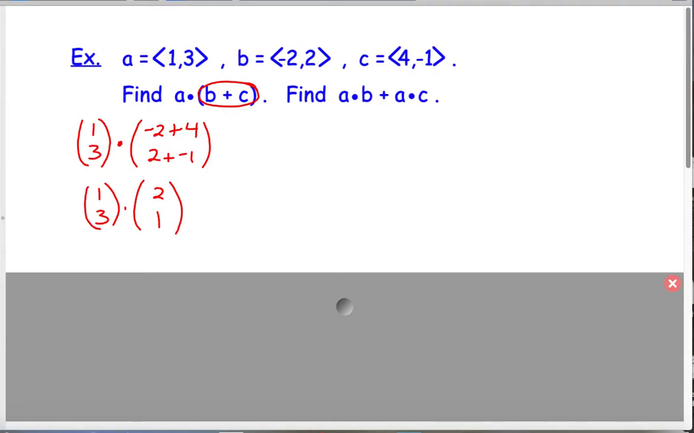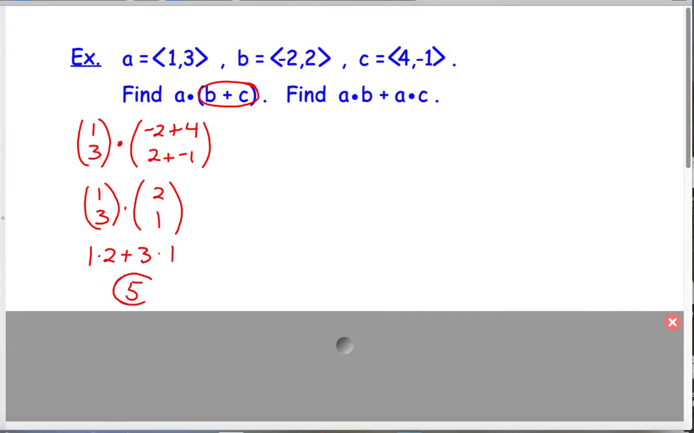And so then I'm going to multiply 1 times 2 plus 3 times 1, and that's going to give me 5. All right, let's do the other calculation.